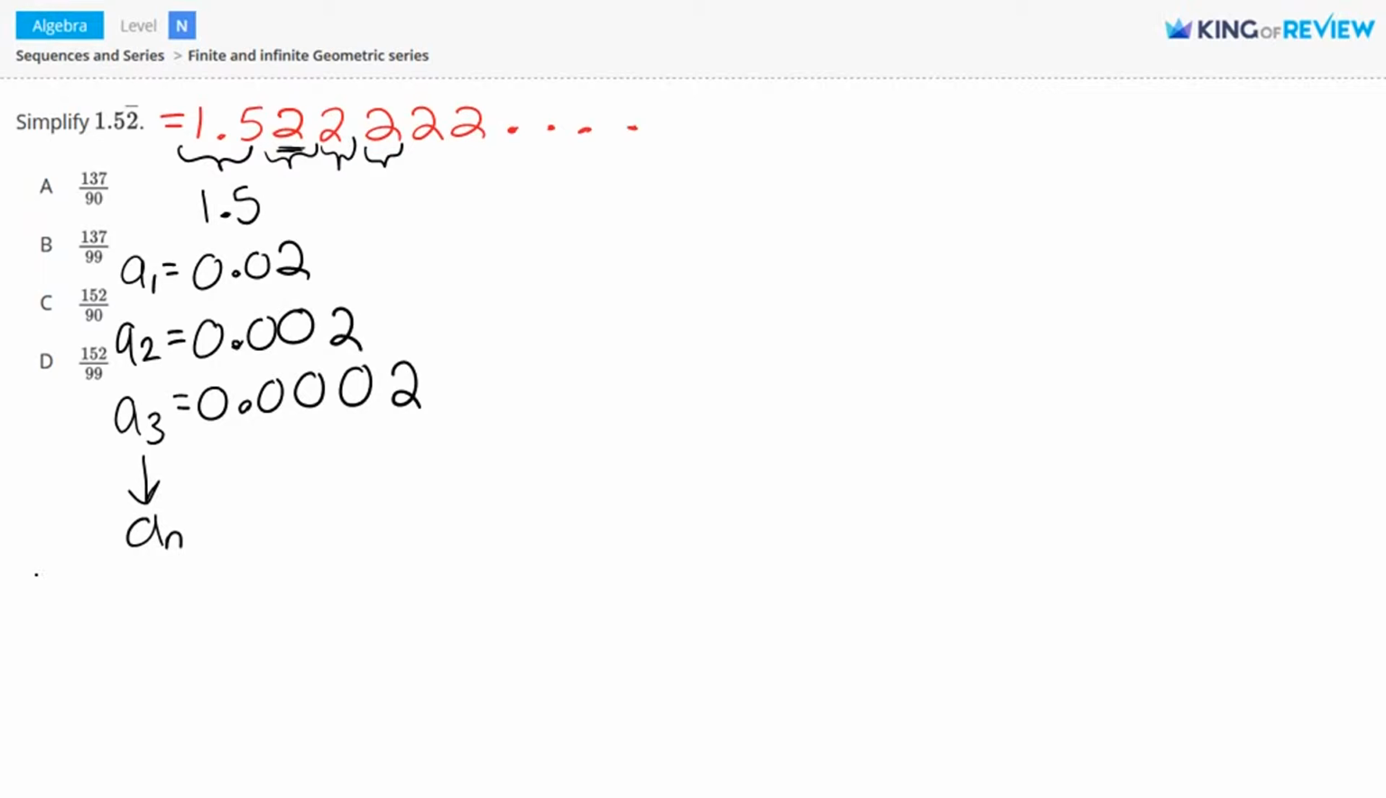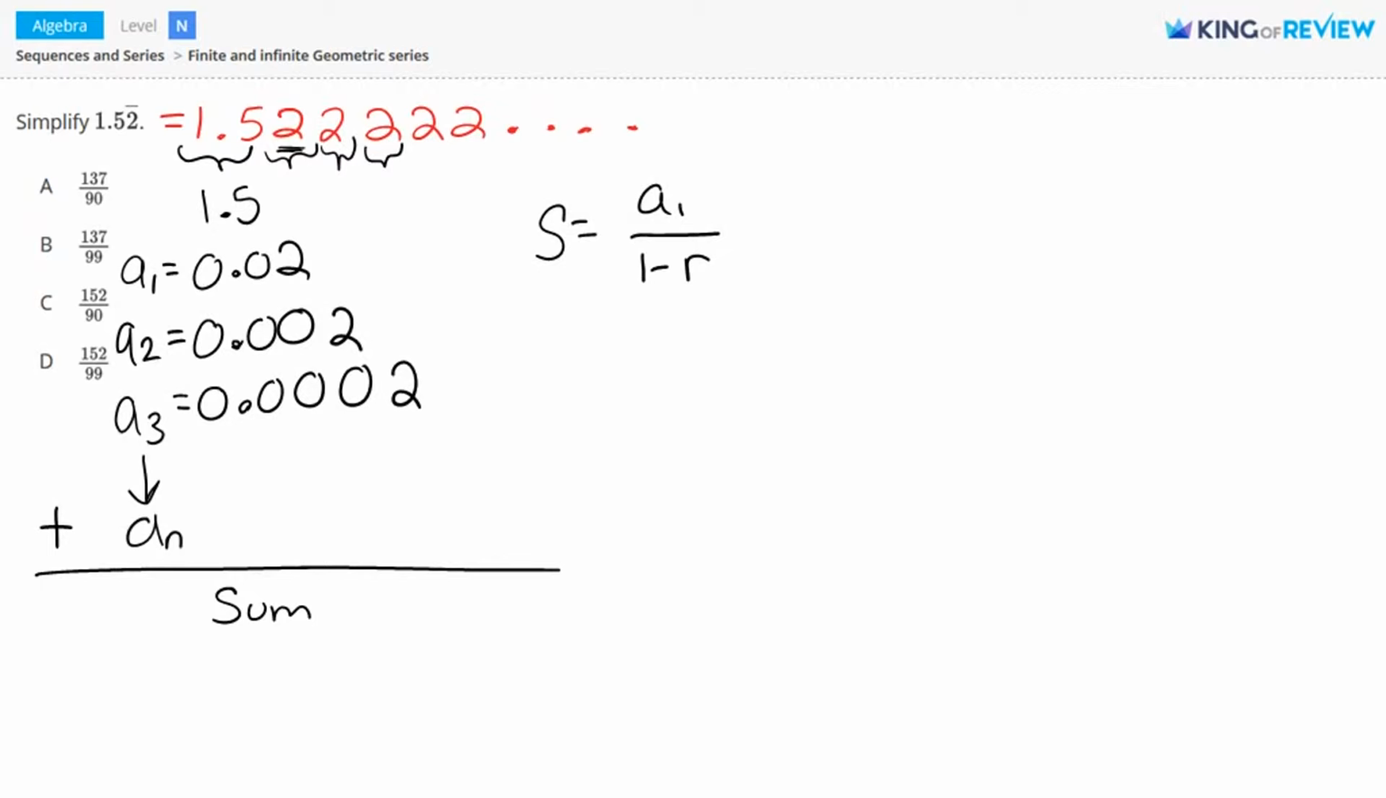Now we want to find the sum of these. So we want to add up all of these values. This will give us a sum. And how do we find the sum? We have an equation for the sum of an infinite geometric series, and this is S equals A1 over 1 minus R. This is the sum of an infinite geometric series with the first term being A1 and the common ratio of R. So now we need to find out what R is.